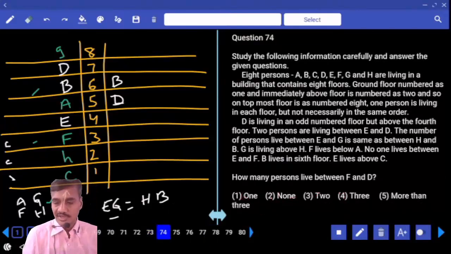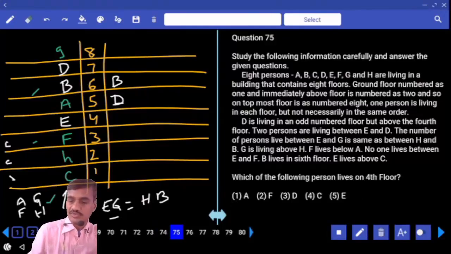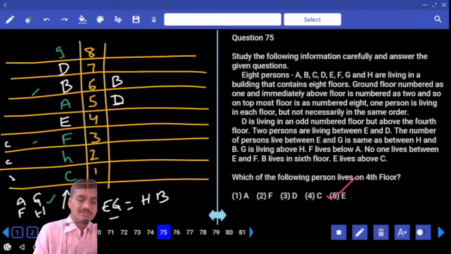Then coming to 74: how many persons live between D and F? There are exactly 3 people. That is choice 4 for question number 74. And which of the following persons lives on the 4th floor? E, that is choice 4 for question number 75.